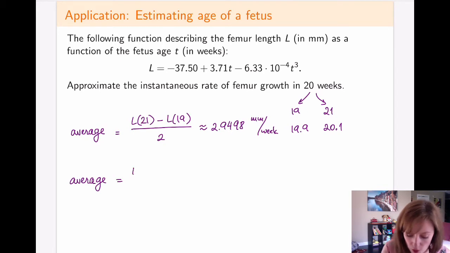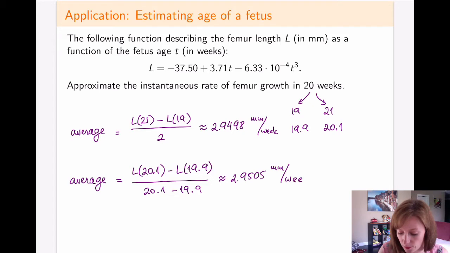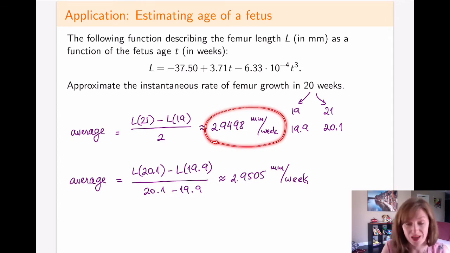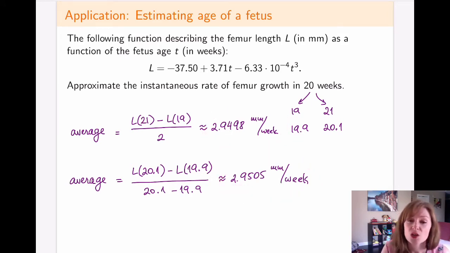If I compute the average over the slightly smaller period of time, so between 20.1 and 19.9, and I'm going to divide by the difference between the two, I'm actually going to write this out, so that's going to be 0.2. This is now approximately 2.9505 millimeters per week. So I'm seeing now that if I take a 2 week period, it's approximately 2.95. If I take a 0.2 week period, which is very short, like really, it's just about a day, then it's about 2.95.